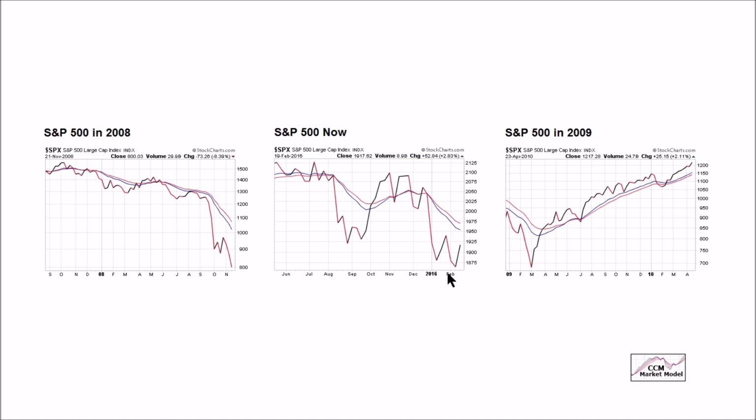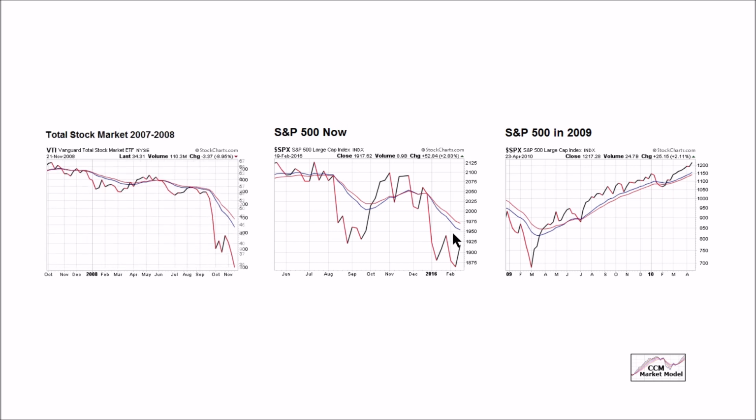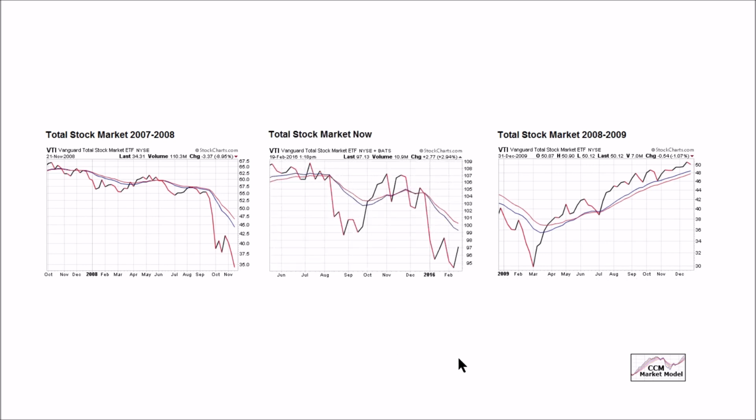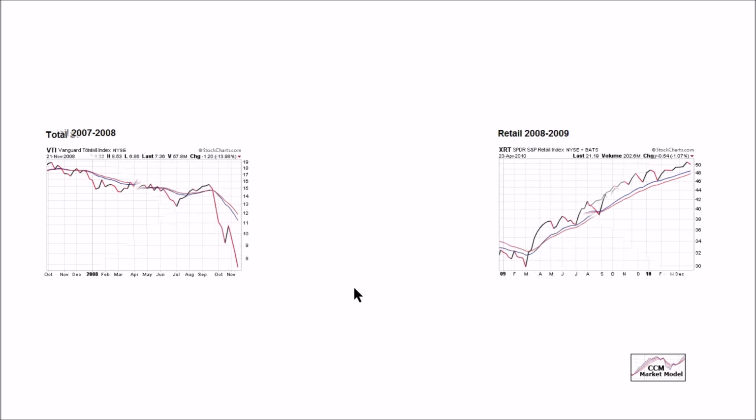We have price below both moving averages, blue below red, and the slopes of both are down. Same concepts. This is the Vanguard VTI, or total stock market ETF. How does the same chart look in 2016? Everything that we said about the weekly EFA chart applies to VTI as well.